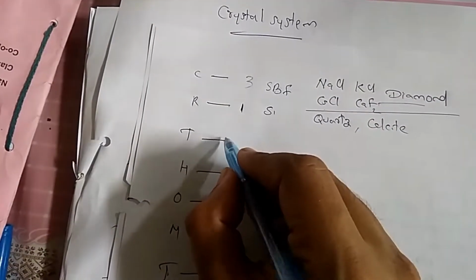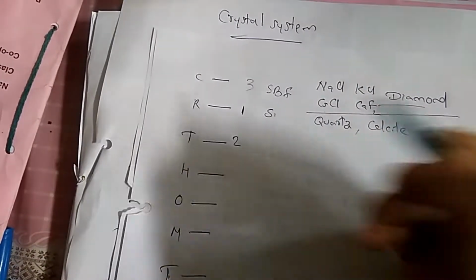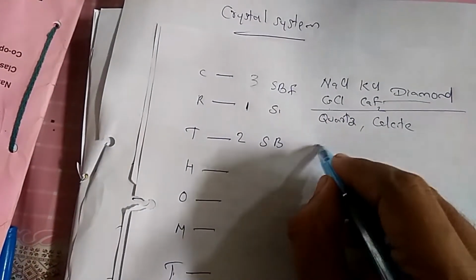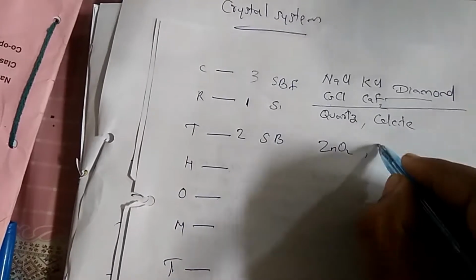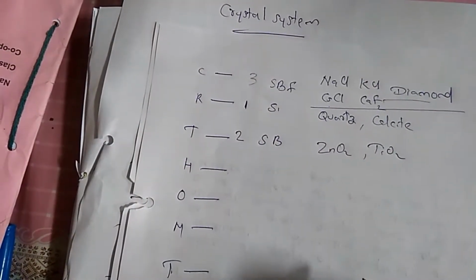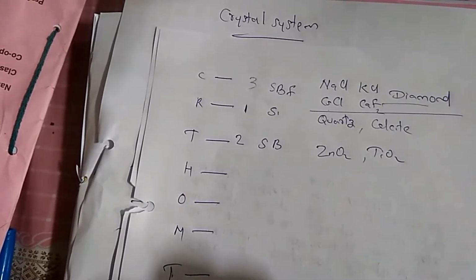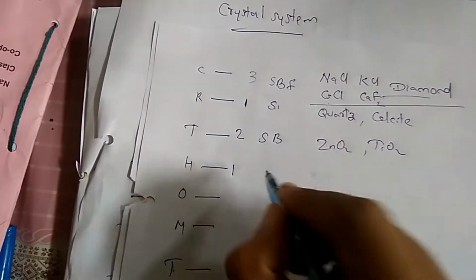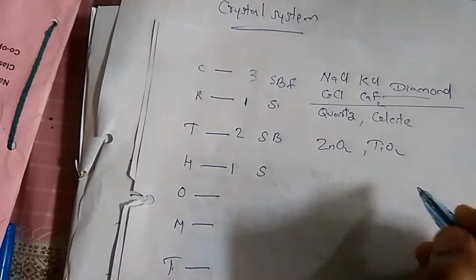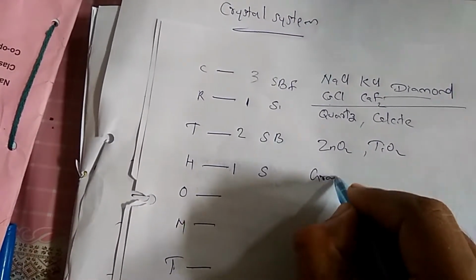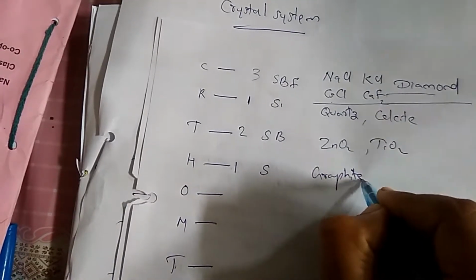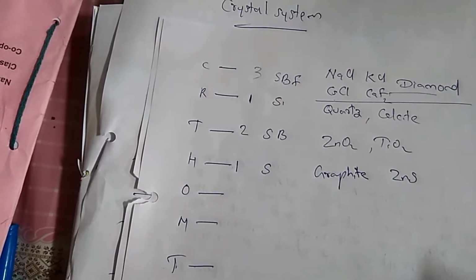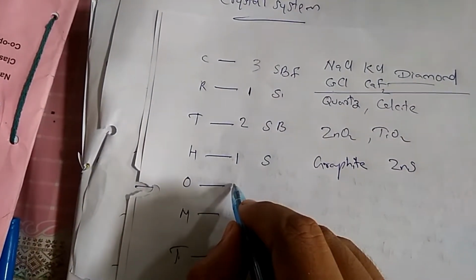When we think about the trigonal crystal system, it has 2 forms, simple primitive and body centered. Examples are oxides: zinc oxide and TiO2. In the hexagonal crystal system, we have one structure, which is simple primitive. Graphite is an example of the hexagonal crystal system, and zinc sulfide is also an example.